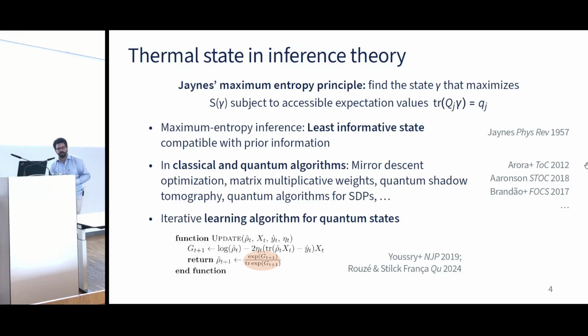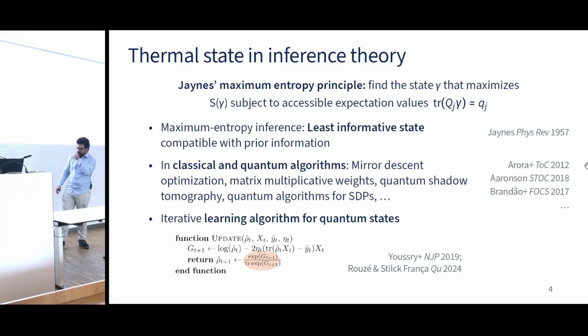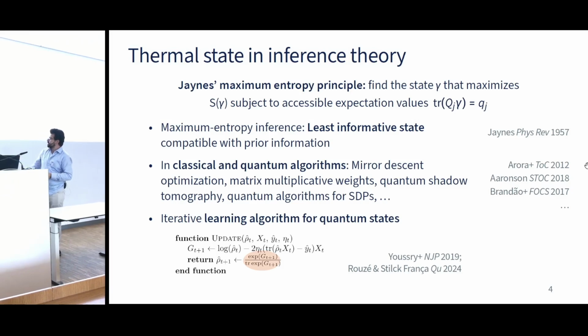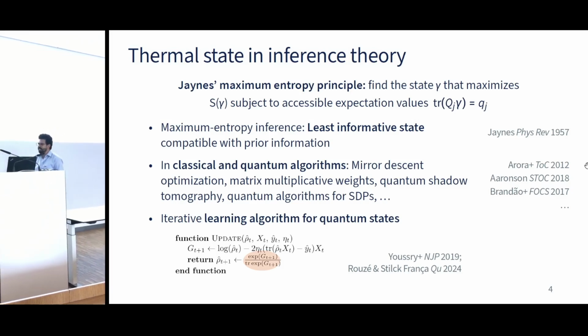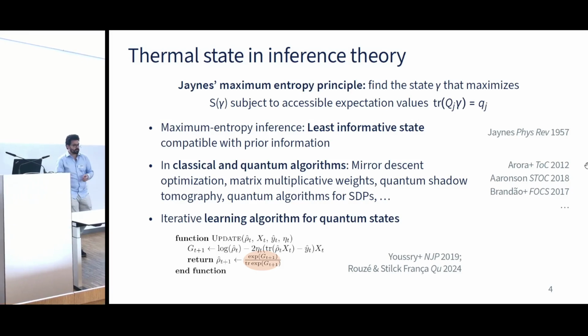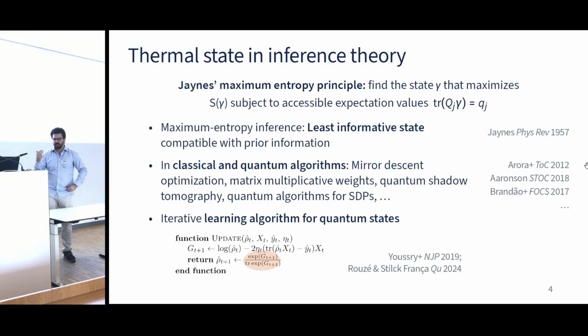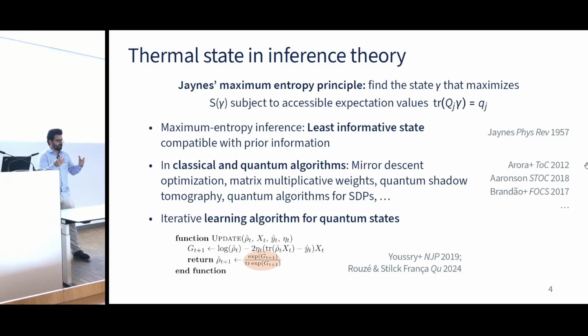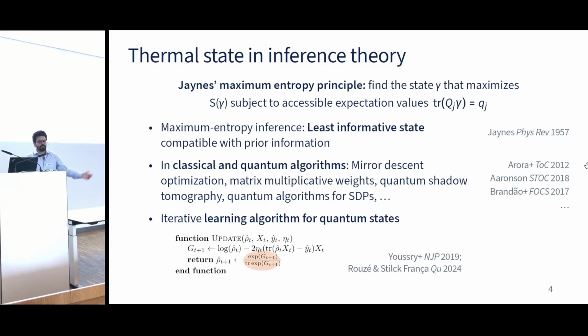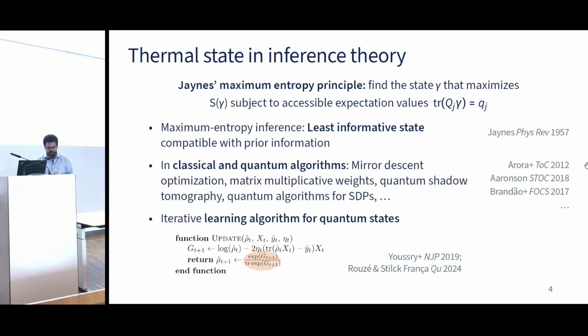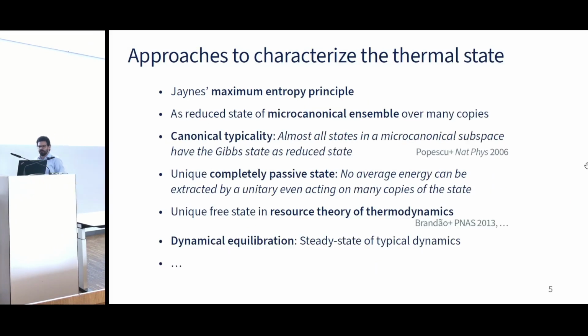And one algorithm I like to single out, because it's also related to what we're going to do later, is this learning algorithm for quantum states that's been explored in these references, among people in the audience as well. The idea is that you update your knowledge of your state according to new measurements that come in, and the way we update the state is essentially keeping track of the maximum entropy state that's compatible with the data that has been observed up to this point.